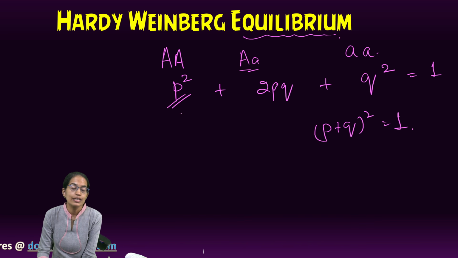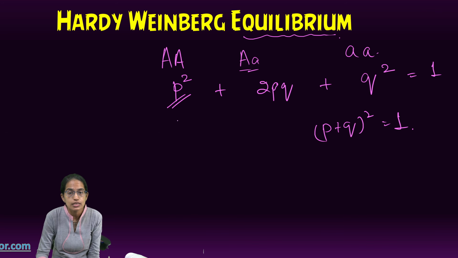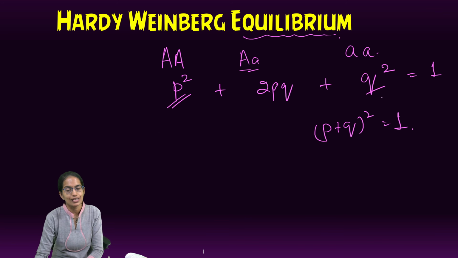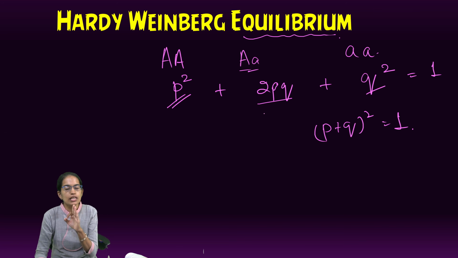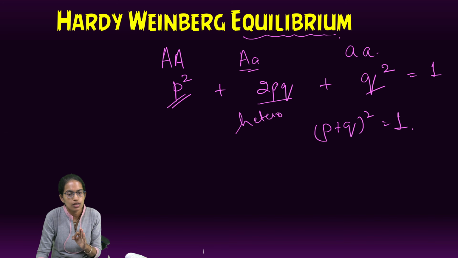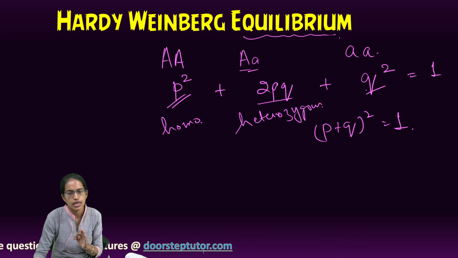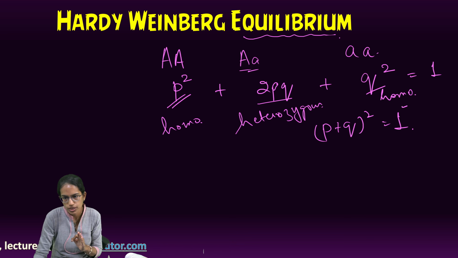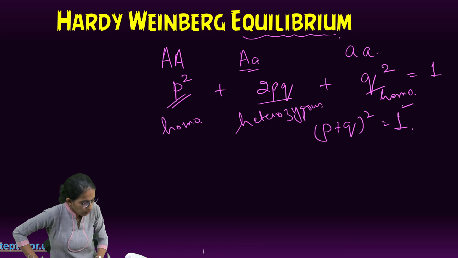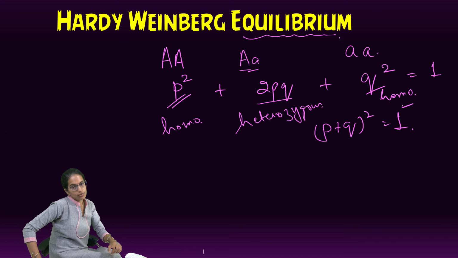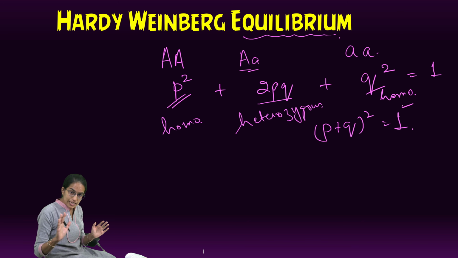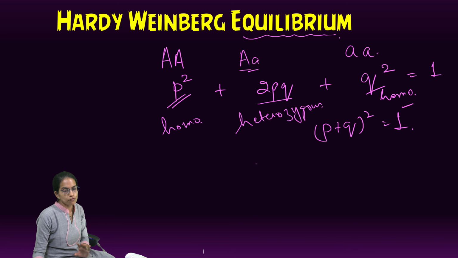So p square is the homozygous dominant genotype, q square is the homozygous recessive genotype, and 2pq is the heterozygous genotype. So p square is homozygous, q square is homozygous. Clear? Now, as I said, when the frequency measured differs from the expected value, there are 5 factors which are responsible.